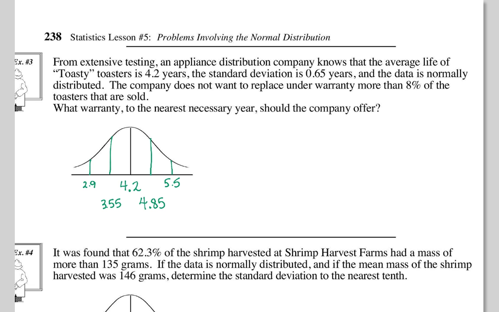So the company, guys, does not want to replace, under warranty, more than 8% of the toasters that are sold. Just think about that for a sec. If they have to replace on warranty, they're losing money, right? So they only want to replace at most 8% of all toasters. 8% is a probability. 8% can be written as a decimal. 8% is the area.